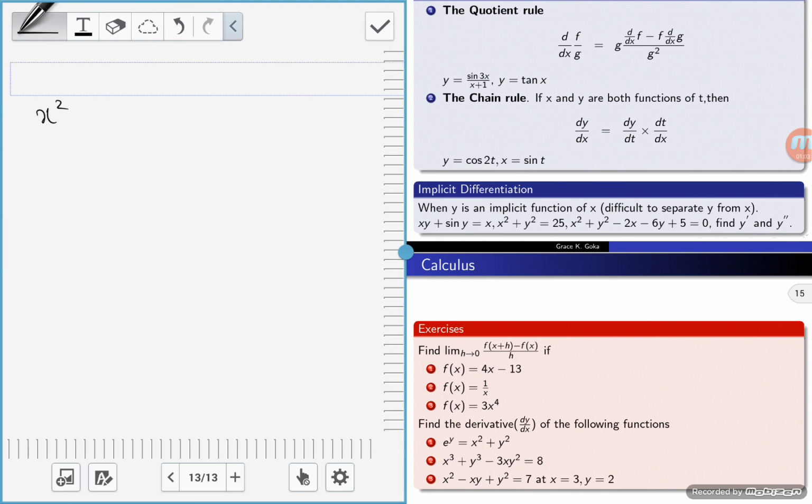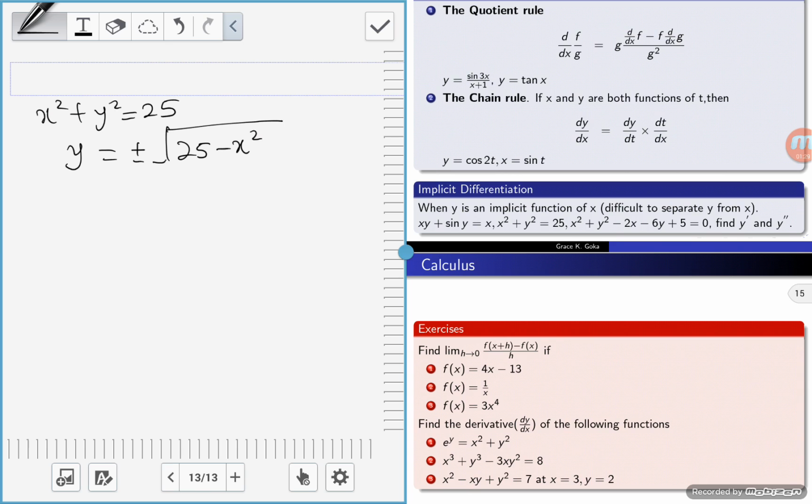Let's look at another example. When we have x squared plus y squared is equal to 25. This is an implicit function because when we take y to just one side, then we have y is equal to plus or minus square root of 25 minus x squared. This is difficult to differentiate, okay? So we leave the function in the form x squared plus y squared is equal to 25 and differentiate it implicitly.